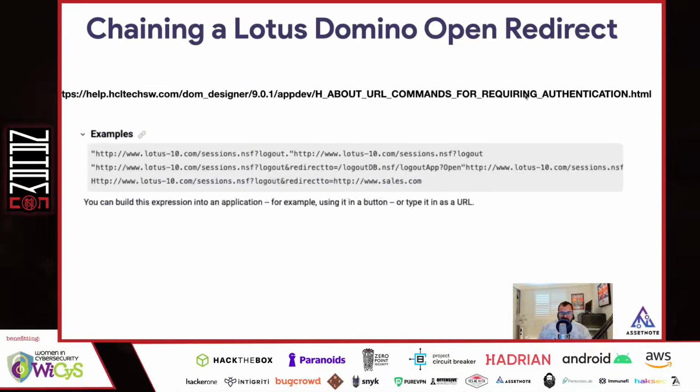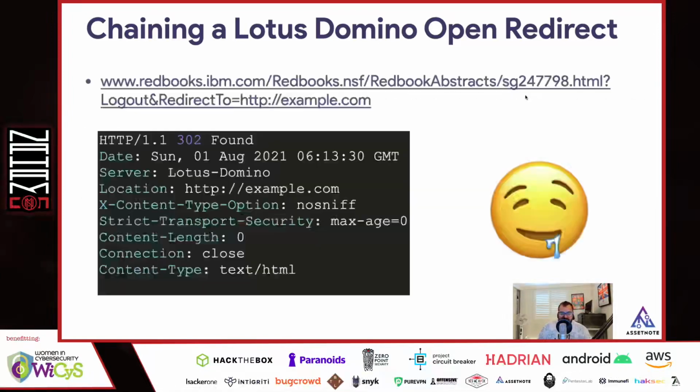So looking at this documentation, we can see that there's a simple thing you can slap onto a URL, which lets you redirect to arbitrary locations. In this example, you can see $logout and redirect to equals http://www.sales.com, for example. So it's actually quite straightforward to understand that there is this redirect gadget in Lotus Domino, and we can combine all of these elements together to achieve full read SSRF.